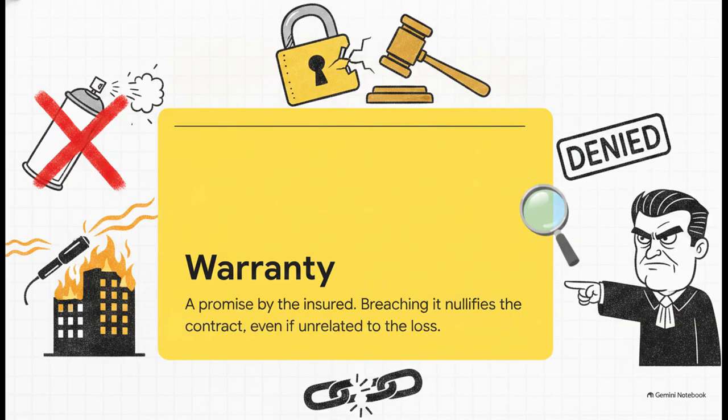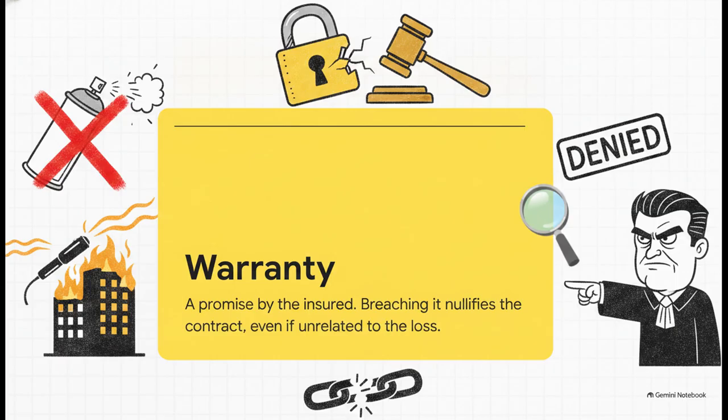Now consider the danger of a warranty. Think of a warranty as an absolute, unyielding guarantee. Exact compliance is 100% mandatory. There's this classic example in the source material about a welder named B. Iron. He had a warranty on his policy strictly prohibiting spray painting in his shop.